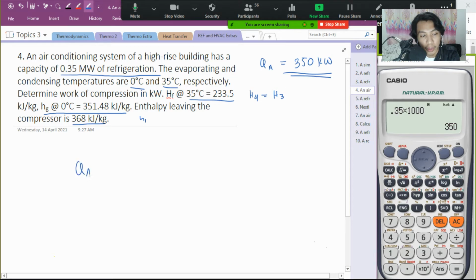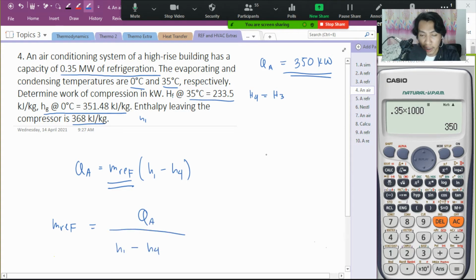350 kilowatts yung refrigeration effect mo diyan. So, meron kang QA, mref, tapos multiply mo nung enthalpy ng refrigerating effect H1 minus H4. Ngayon hahanapin mo tong mref. So, mref is equal to QA divided by H1 minus H4. Okay, you can get used to it naman eh.